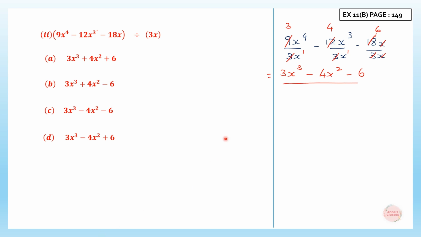Now which of the options is that? 3x to the power of 3. So here we have 3x to the power of 3 everywhere. Look at the next one, minus 4x square. So here we have minus 4x square. Here also we have. So which of these is the answer? Look at the next one, minus 6. So here we have minus 6. Here we have plus 6. So this is the answer. So the answer here is option C.